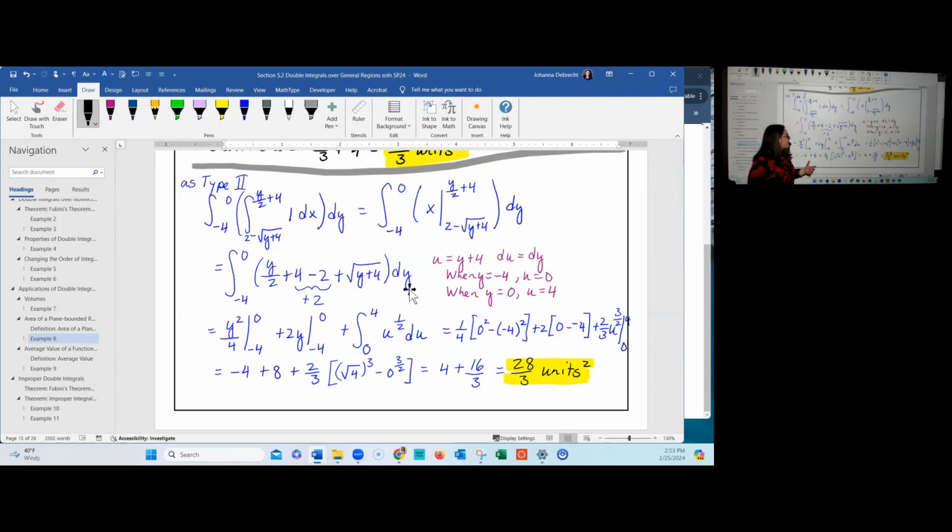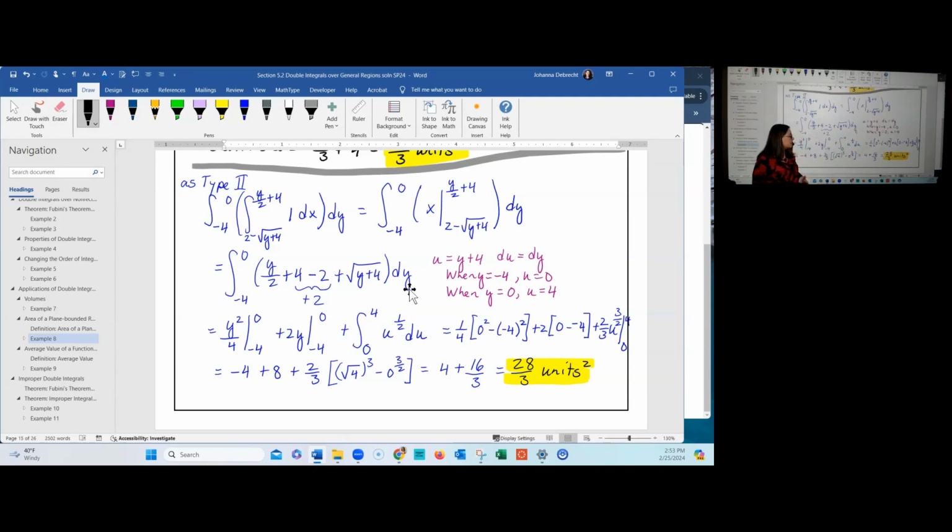The third one, however, needs to be done by u substitution, where u is the y plus 4 under the square root. Du will be dy, and then we change the limits of integration such that when y is -4, -4 plus 4 gives me u equals 0. When y equals 0, 0 plus 4 gives me u equal 4. This gives me the integral of u to the 1/2 du between 0 and 4.